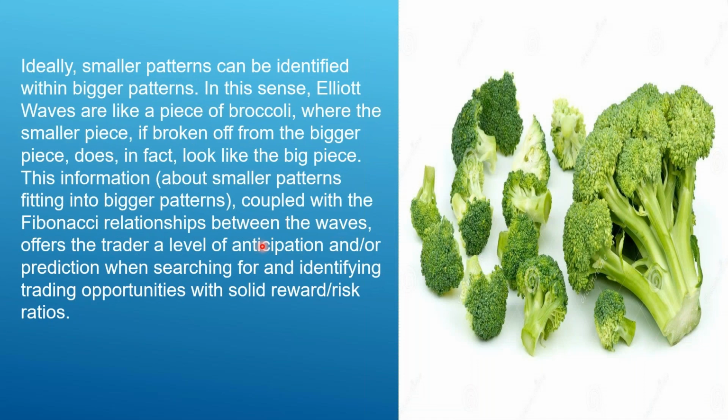So ideally, a smaller pattern can be identified within the bigger pattern. In this sense, Elliott waves are like a piece of broccoli, where the smaller piece, if broken off from the bigger piece, actually looks like the big piece. So this information about smaller patterns fitting into a bigger pattern, coupled with the Fibonacci relationship between the waves, offers the trader a level of anticipation and prediction when searching for or identifying trading opportunities with a solid reward to risk ratio.